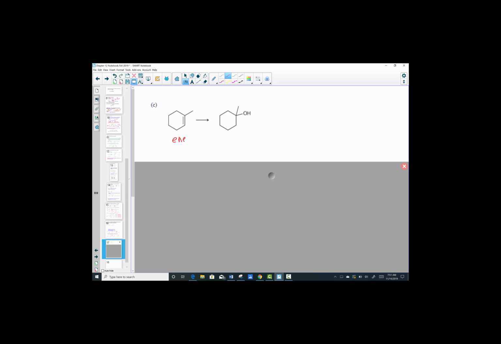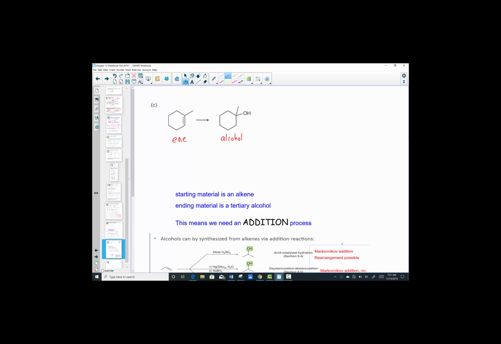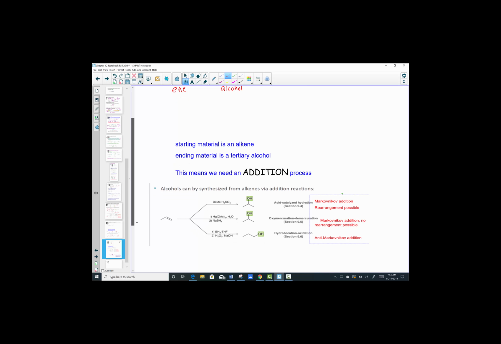How do you turn an ene into an alcohol? Pause the video and give yourself time to think, and come back when you're ready to check. Well, let's see how you did. Your starting material is an alkene. You want to turn it into a tertiary alcohol. So again, this was a slide just a few pages back where we had an ene, and we want it to go to a tertiary, the most substituted. And so the most substituted means that we need a Markovnikov addition.